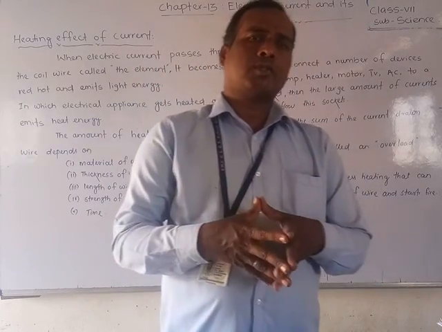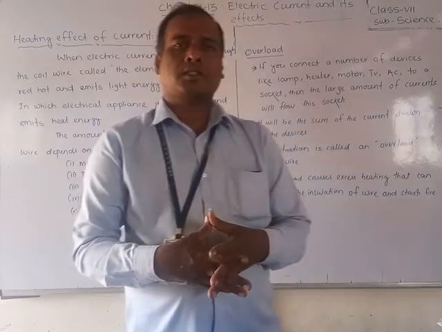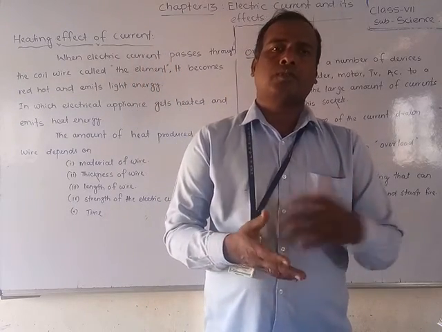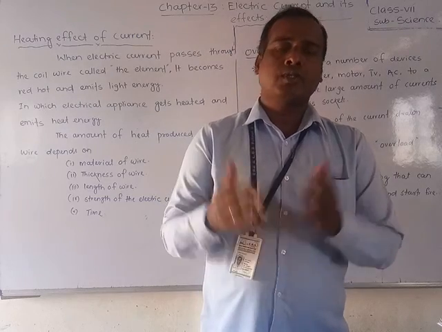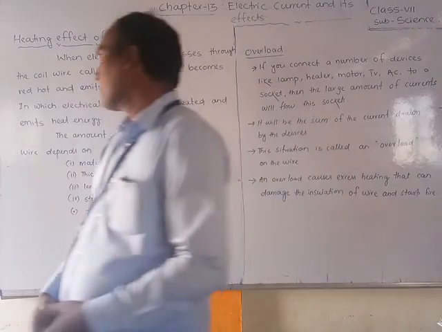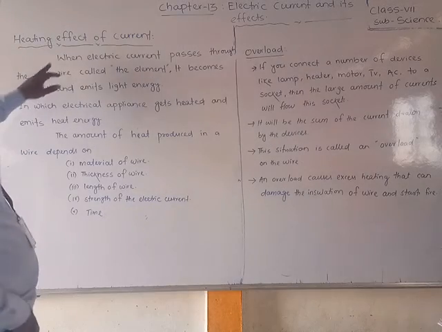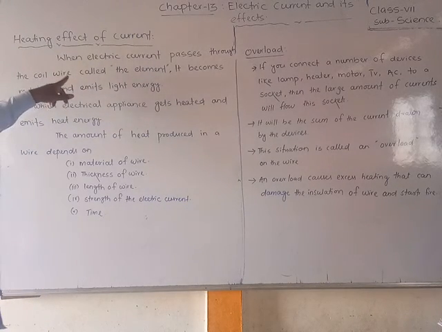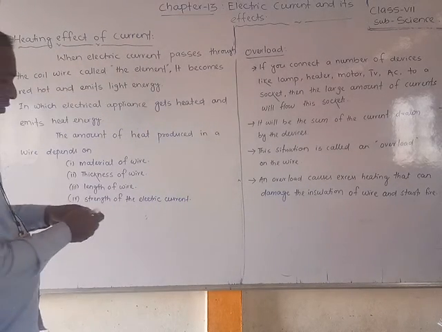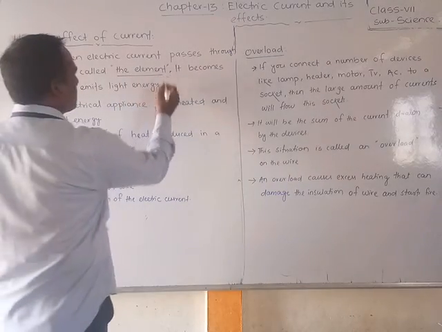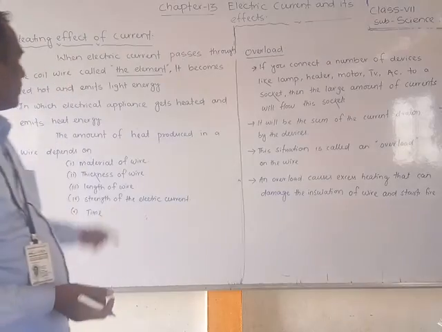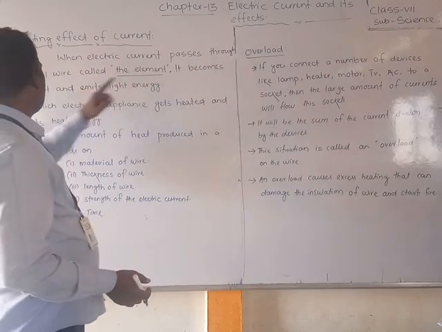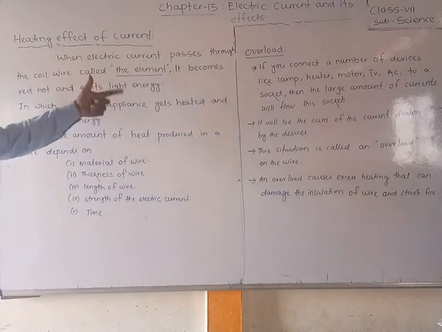So let us discuss what that heating effect is and how it affects our circuit. Today we are going to discuss this in this video. When an electric current passes through a coil wire, called the element, it becomes red hot and emits light energy.